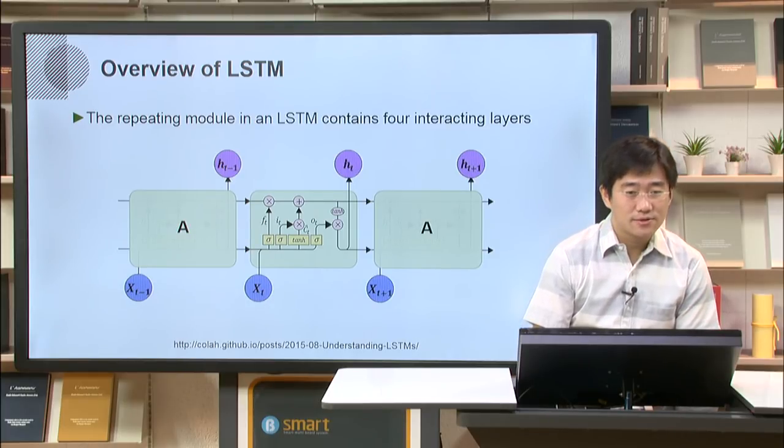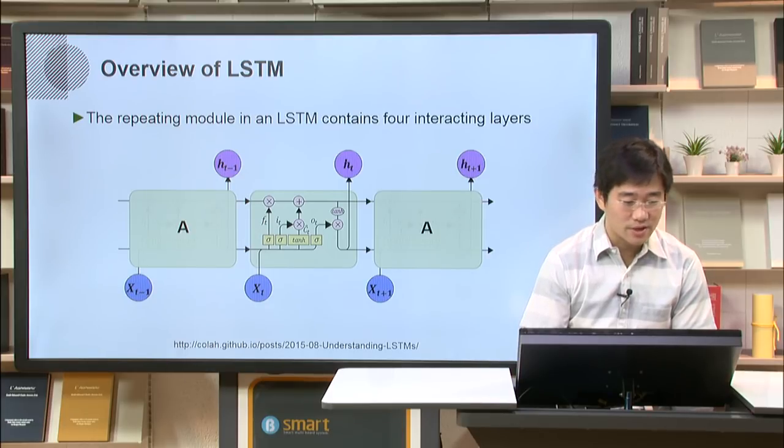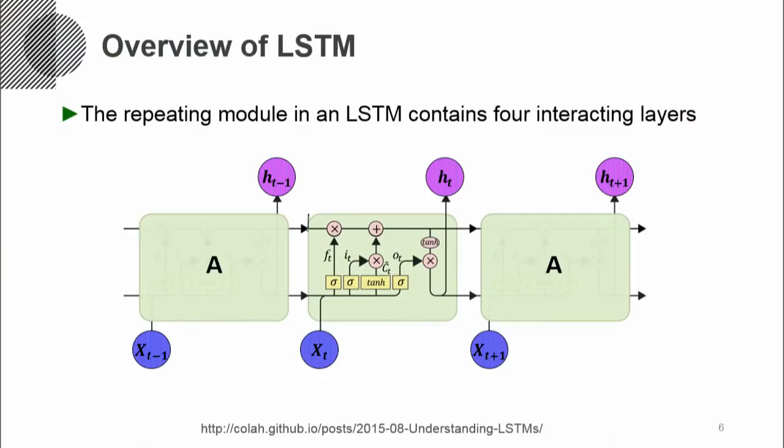And now let's look at how this LSTM works in order to solve this problem. So the repeating module or recurrent module in an LSTM contains 4 interacting layers, which are these 4 parts, but overall it takes the input at the current time step and also another input from the previous time step's hidden state vector and generates the current time step's hidden state vector, and then it will be further used to generate the output vector if necessary.